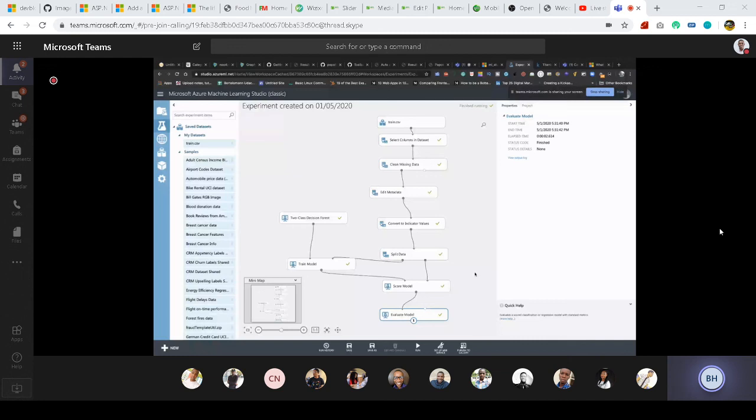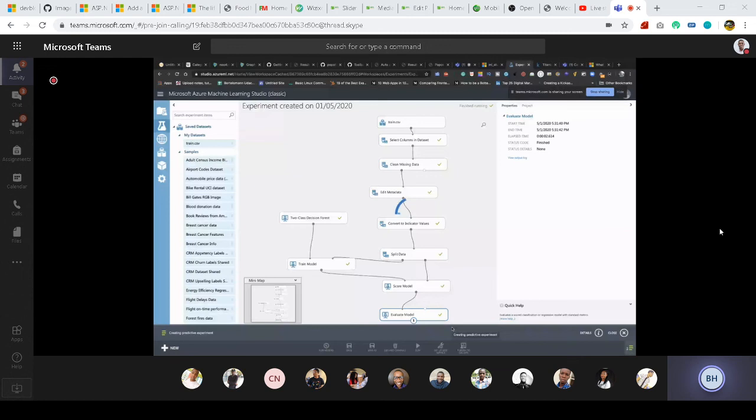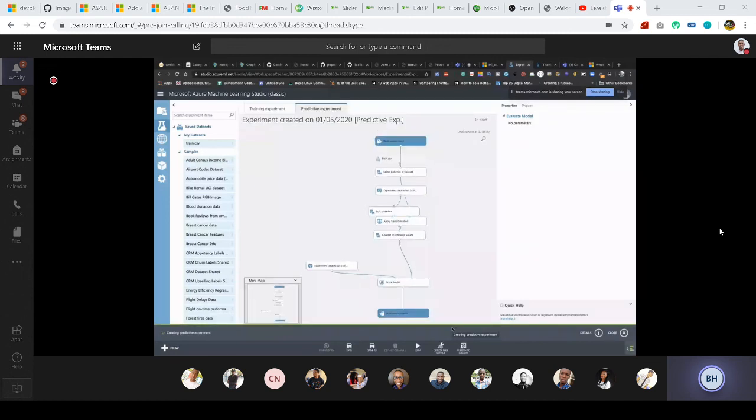There's a small icon at the lower part here. Set up web service. Now I'll be using this option, predictive web service. This is more like the deployment part. Okay. It's done.